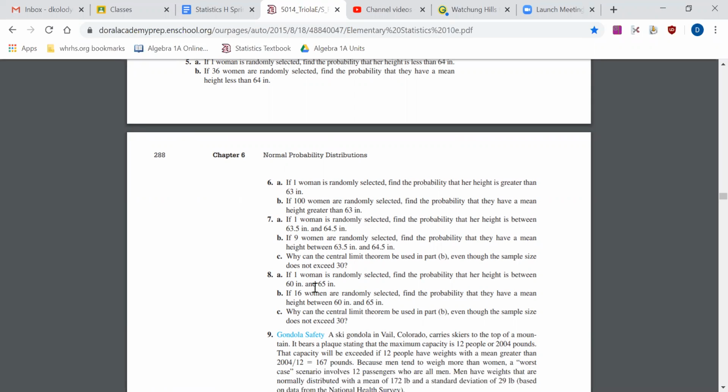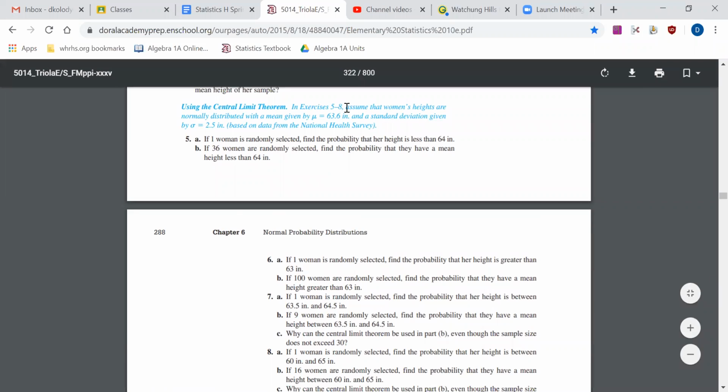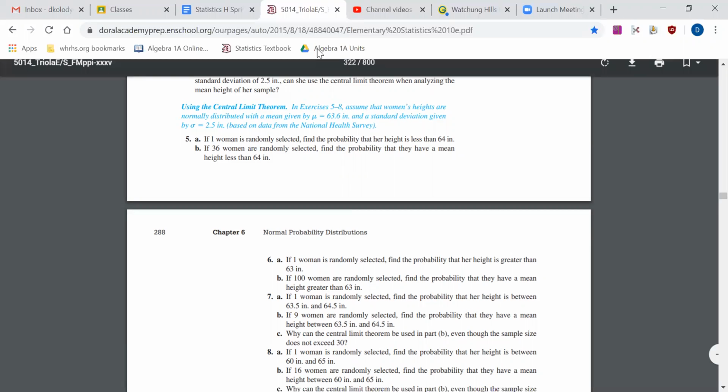Now there's one kicker here, 16 women, definitely less than 30. But I want you to go back to blue here. It says, assume that women's heights are normally distributed. The corollary to the central limit theorem states that if you take a sample size less than 30, but the distribution of the population is already normal, then you can violate the greater than 30 stipulation. So let's go back to the homework.